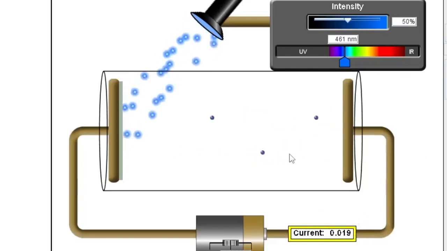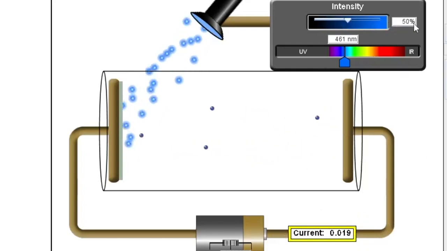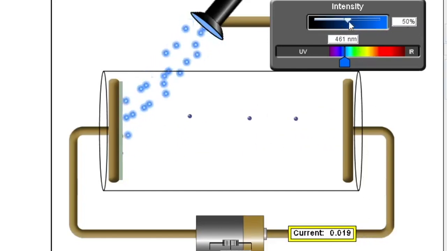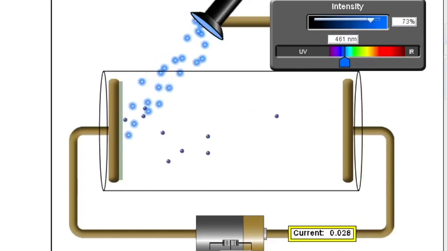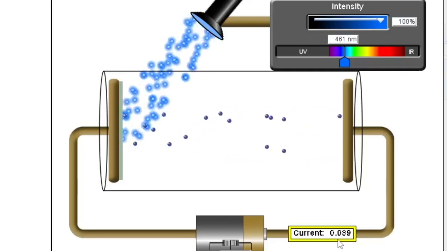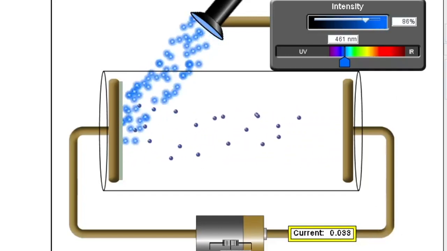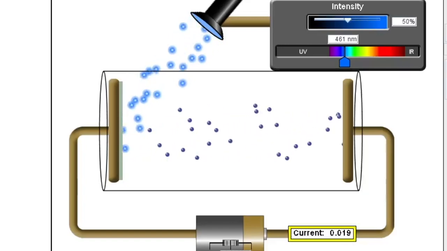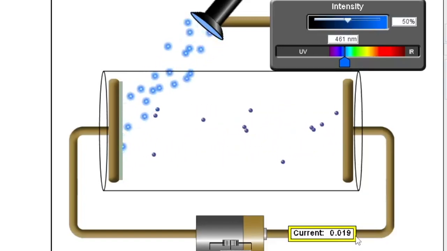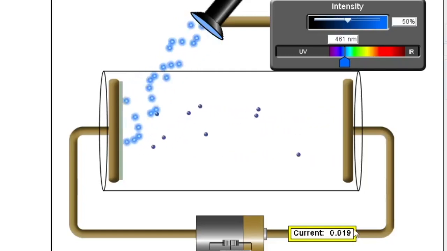Now what would happen if I double the intensity? At present it is 50% and the current is 0.019. If I double the intensity by making it 100, can you see the current has also become double? It becomes 0.039. Earlier it was 0.019. So the current will almost get doubled, right?